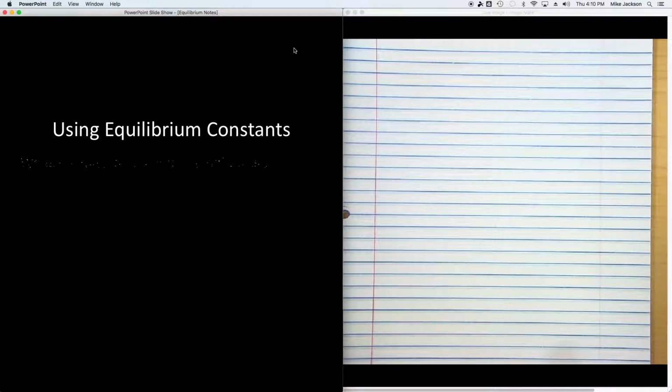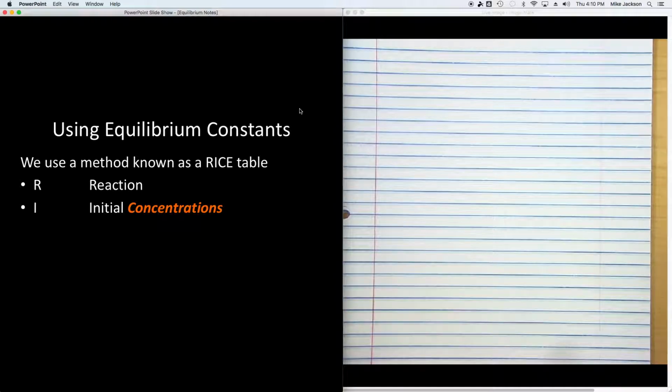And that graphic organizer is called a RICE table. In a RICE table, you'll notice that the letters in this acronym are all capitalized, meaning that these all stand for something. R stands for reaction, I stands for initial, and those initial concentrations, so the molarity that we're initially given of each thing in the reaction. The C stands for change, so we either gain some or lose some of each species in the reaction. And finally, E stands for the equilibrium concentrations. And the equilibrium concentrations are the most important part because those are how we calculate our equilibrium constant.